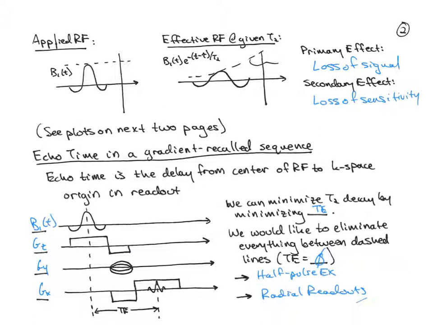Radial readouts are center-out radial readouts that start at DC in k-space and move out along a radial line. And since you start at 0, you don't have to do any gradient encoding before you start sampling, hence they're a good choice for ultra-short echo time imaging.